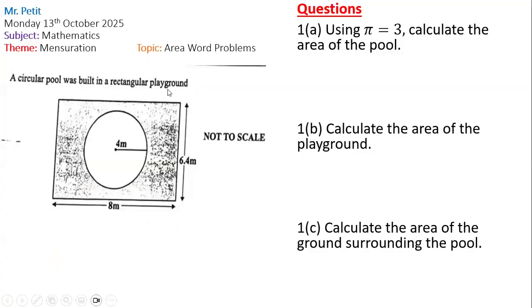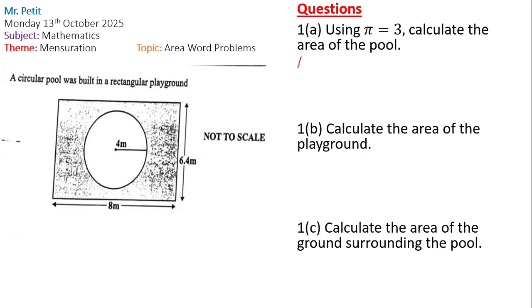All right, go ahead, Acacia, read questions A through C. Question 1A, using pi equals 3, calculate the area of the pool. 1B, calculate the area of the playground. 1C, calculate the area of the ground surrounding the pool. Very good. Now, class, what is the shape of the pool? A circle. Very good.